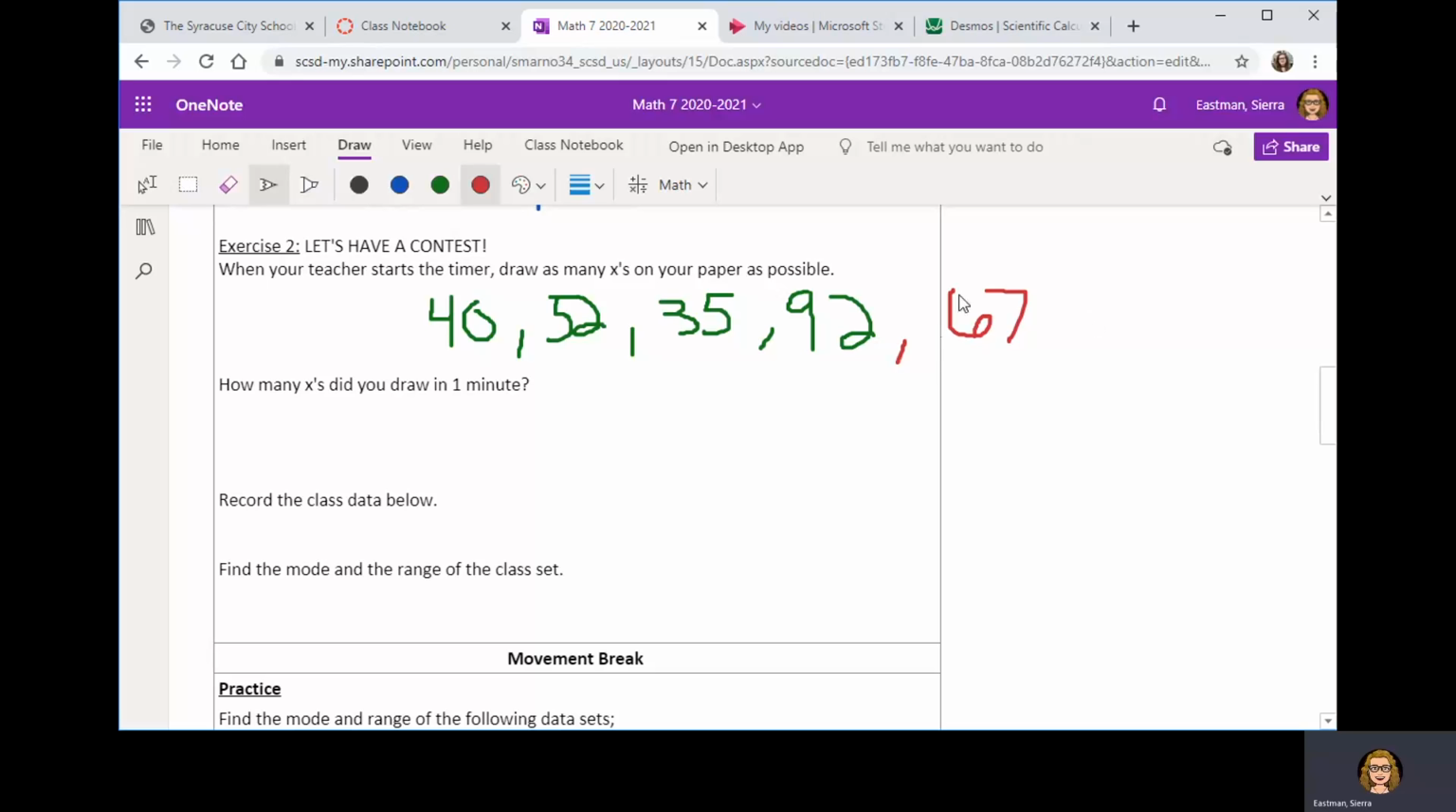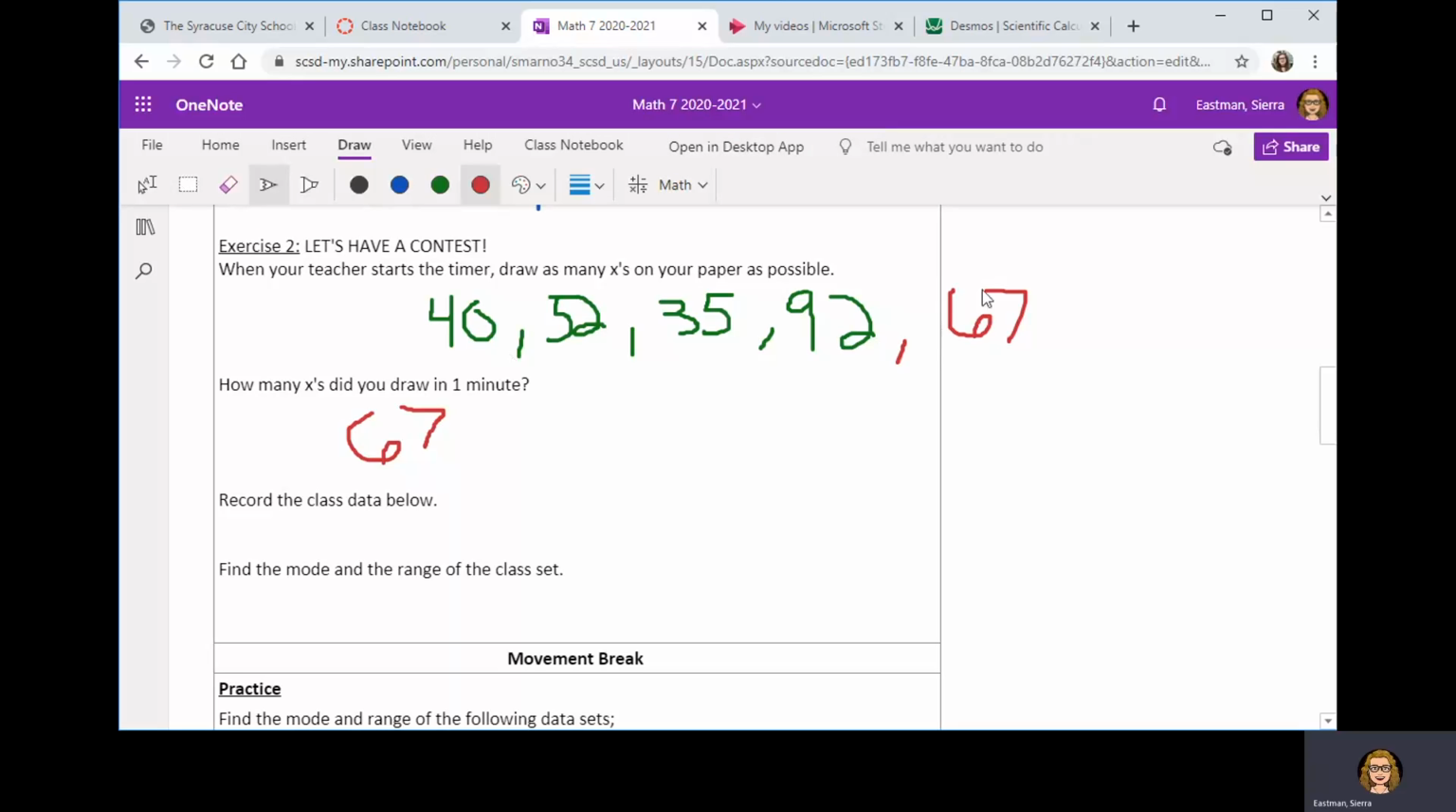And so your number will be different than mine after you actually do the contest. But you can use the same example data that I wrote here. How many X's did you draw? That's going to be your number. Mine's 67. Oops, it looks like I was supposed to record my class data down here because my X's would actually go in this section. So not a problem. We'll leave it there. And then we are finding our mode and range of the class data.